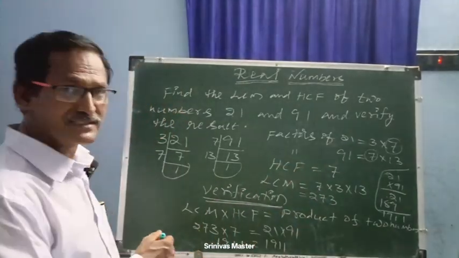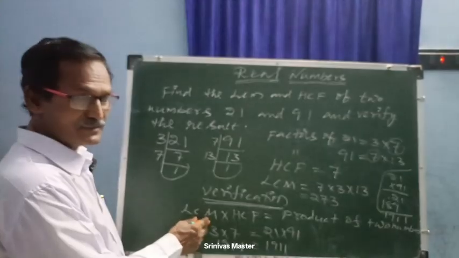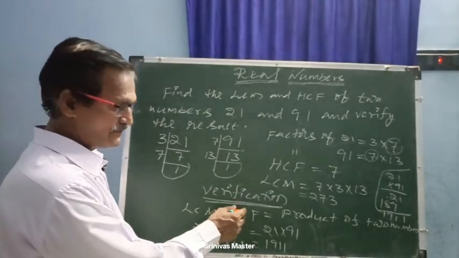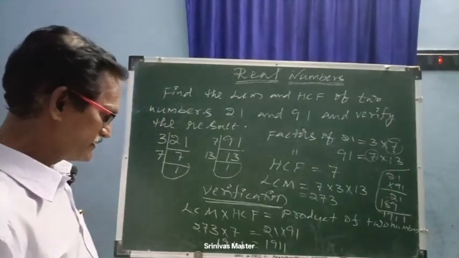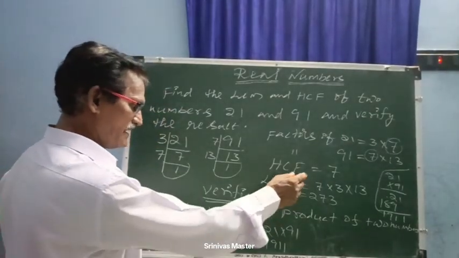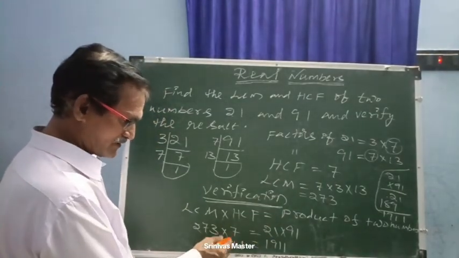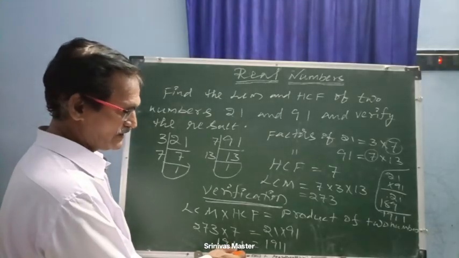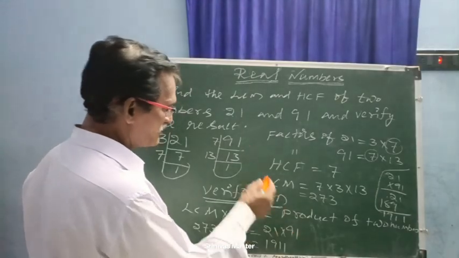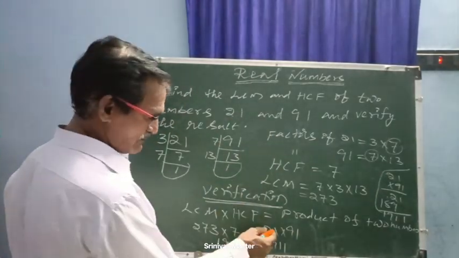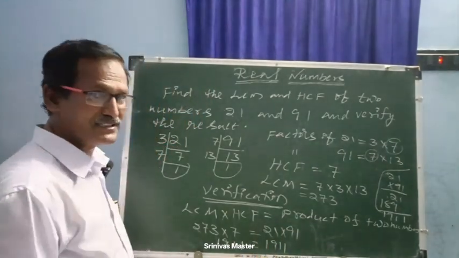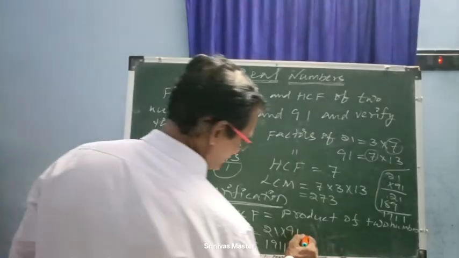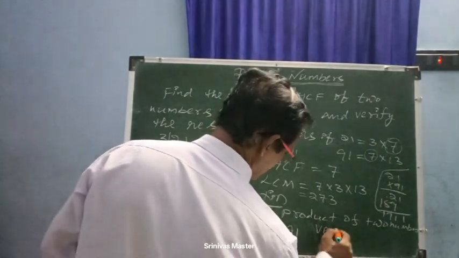For verification, you must remember this concept: the product of LCM and HCF is equal to the product of the given two numbers. So LCM is 273 and HCF is 7. By multiplication of these you are getting 1911. The product of the two given numbers is also 1911. So both will be the same, no? Hence verified. You can simply write it as verified.